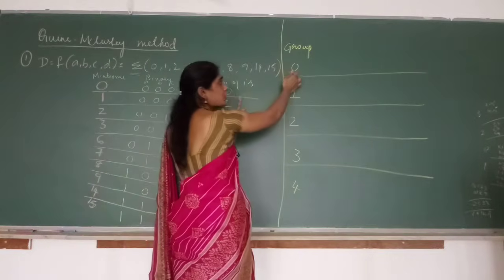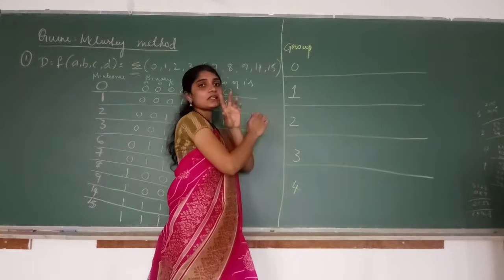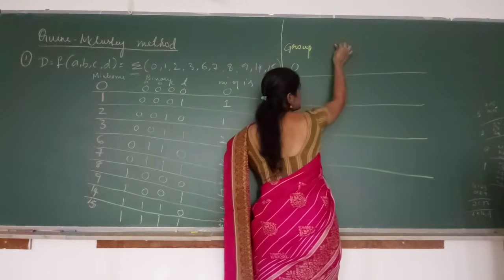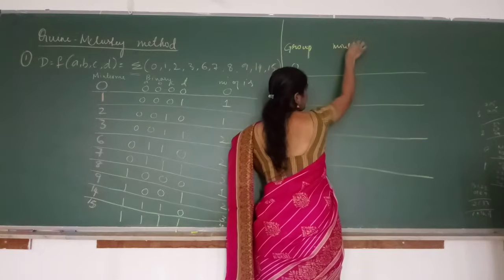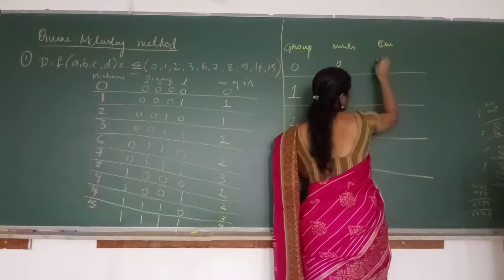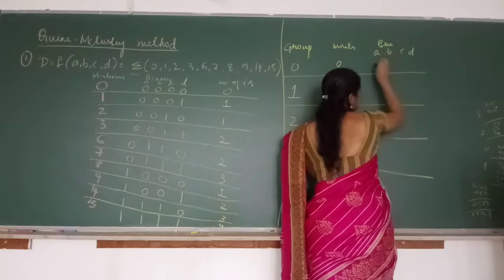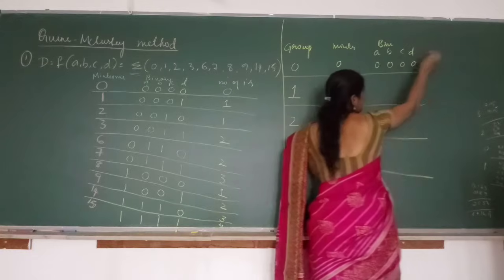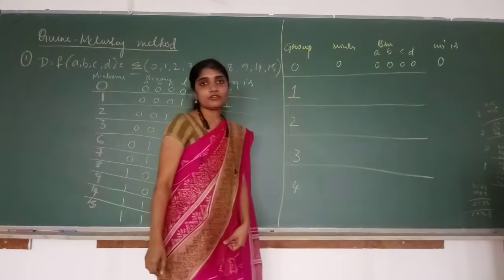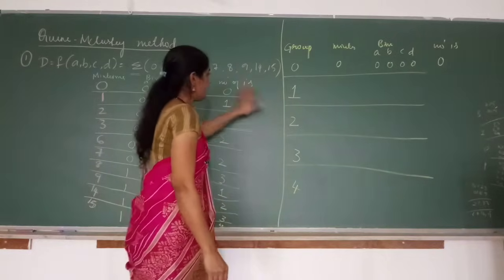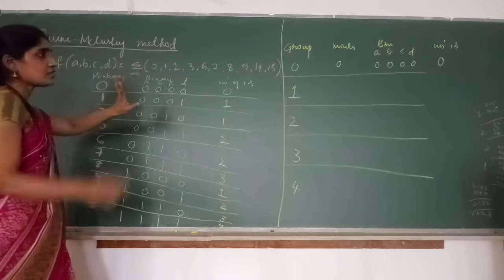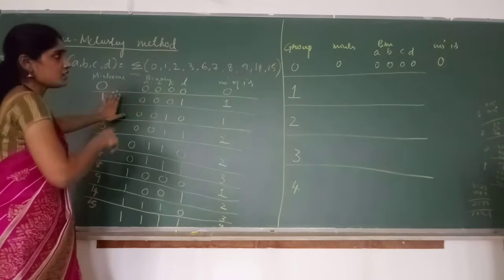So group 0 contains the mean terms that have number of ones 0. Which is that mean term? Mean term is 0. What is its binary equivalent value? 0, 0, 0, 0. Number of ones 0. Is there any other mean term that can be put in group 0? No. Only mean term 0 has 0 ones. So I have written it in group 0.